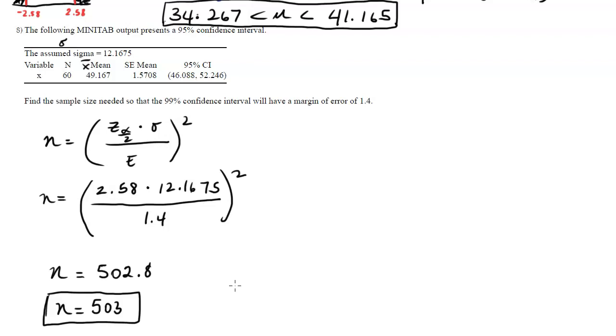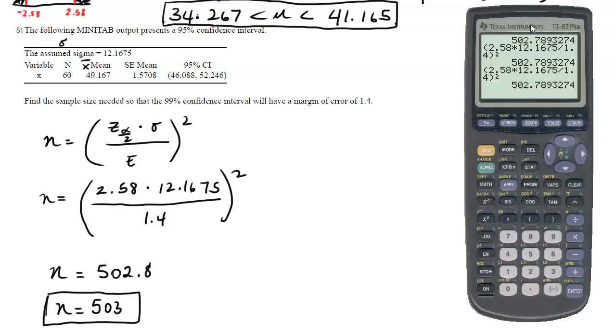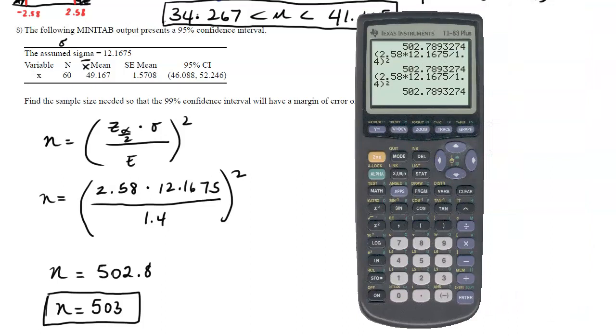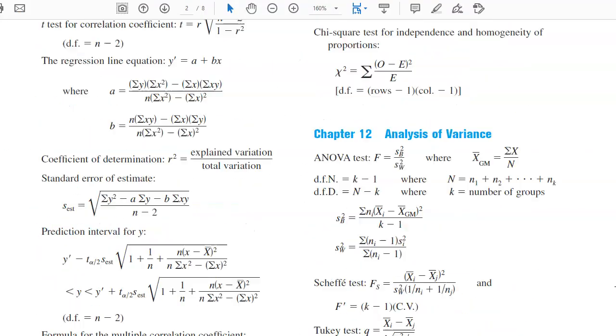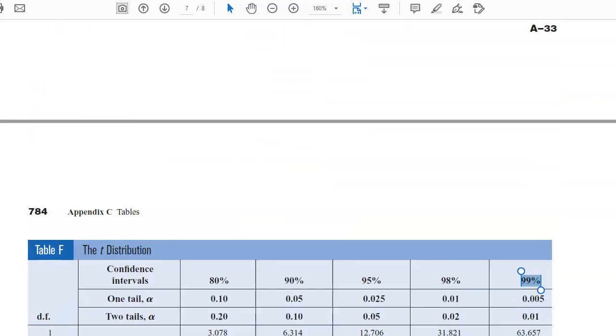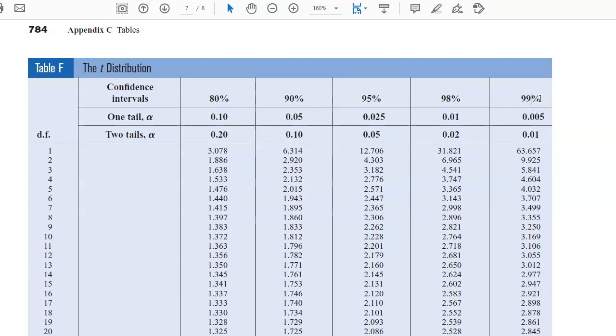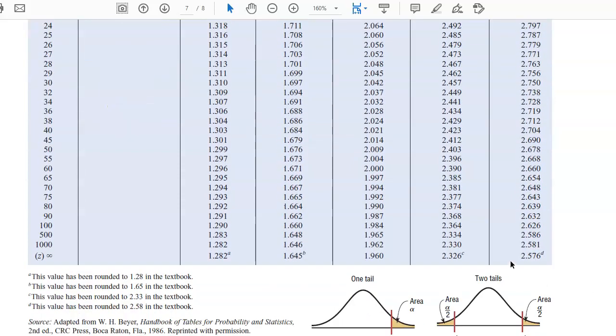Now, if you notice, the multiple choice, or the answer on the answer sheet says 502. Let me tell you why that is. Okay, so when I go to the table to get the 99% confidence interval, that value is actually 2.576, right? But we round up to 2.58 just to get those two decimal places. But it's actually 2.576 if it's unrounded. As you can see here, it says this value has been rounded to 2.58 in the textbook, but it's 2.576.